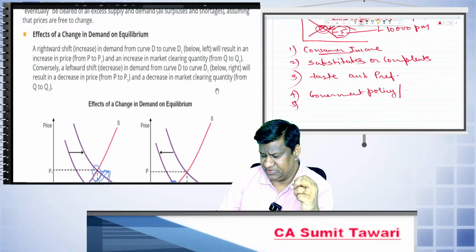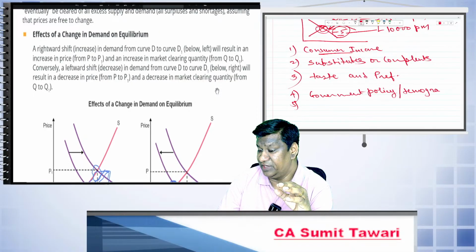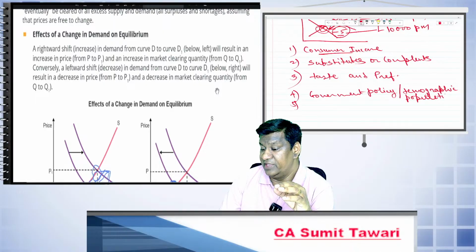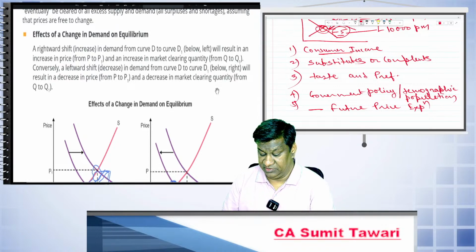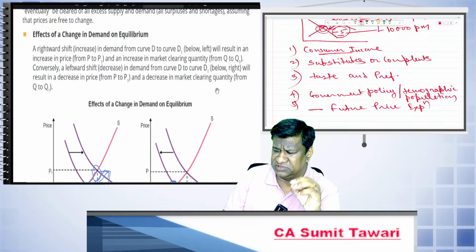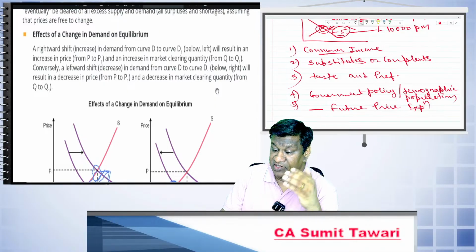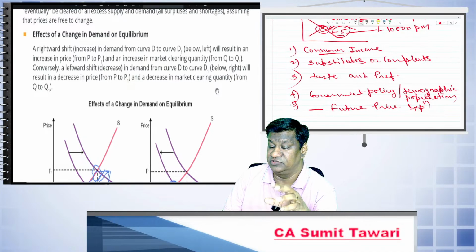demographics of the population, that will also affect. Last, I'll tell you, the future price expectation. Okay, so these are the situations where the equilibrium price gets changed. The basic reason to change the equilibrium price, the first and foremost, is the consumer income. The rest give an impact, but it is not that much impact.